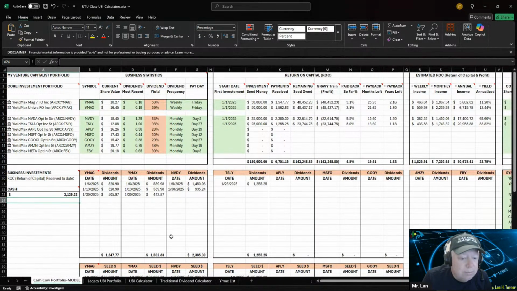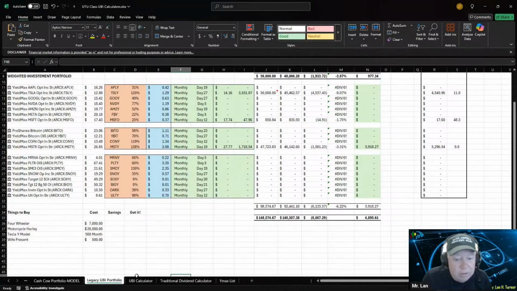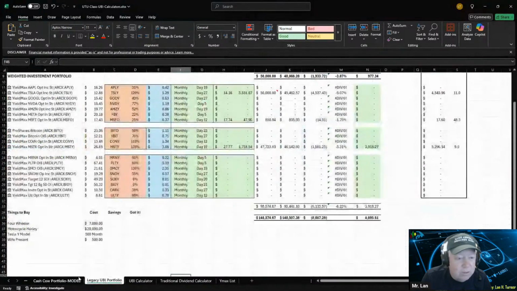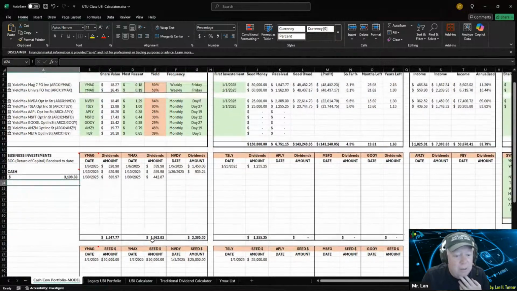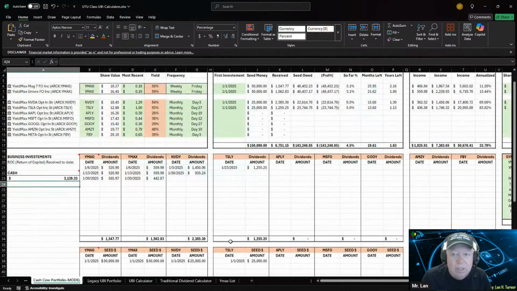But this is my old portfolio and I don't have anything in here. Legacy portfolio, we bought a four-wheeler. Oh, we didn't buy those. Traditional dividend. I think we actually did. I think I started over. Sorry, guys. I started over when I got this new calculator. I don't have anything to buy. Legacy. We had a four-wheeler, motorcycle, Tesla, and a wife's present. We actually spent some money on a wife's present. We bought a bunch of stuff, but we also reinvested. But then I think I reset all this.